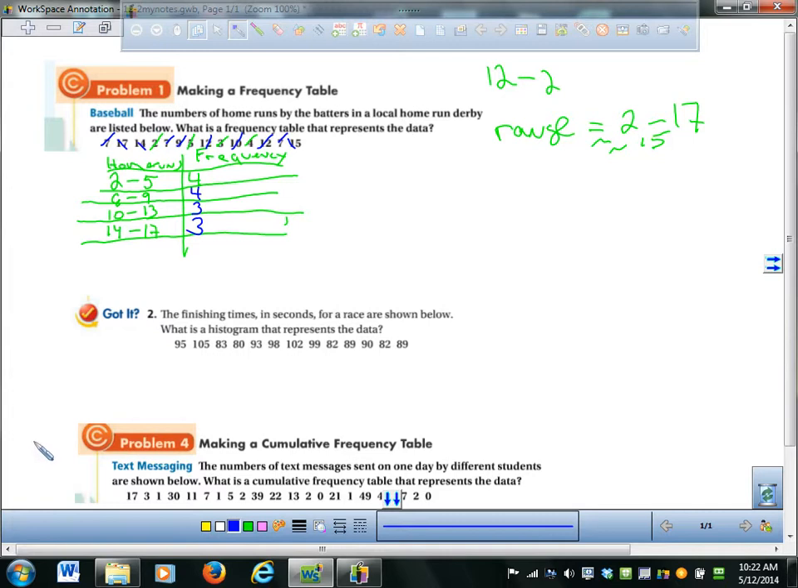I still don't understand how you separated the category. How I separated the category: I started at the lowest number. I want to go between the lowest number and the highest number, right?